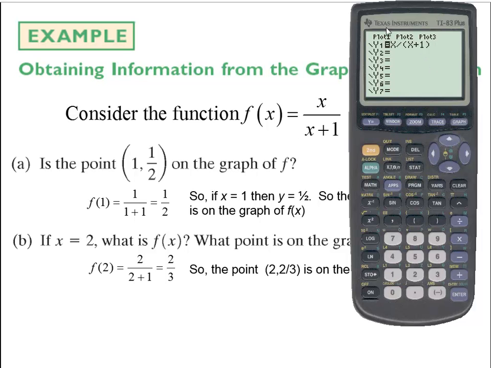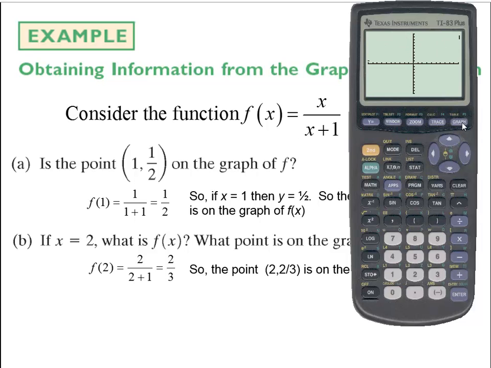Since my numerator is a single monomial, I don't really need to use parentheses there, but it might be a good habit. So always use parentheses around your numerator and always use parentheses around your denominator. This will avoid any errors from typos. It tells the calculator: here's the numerator, here's the denominator.